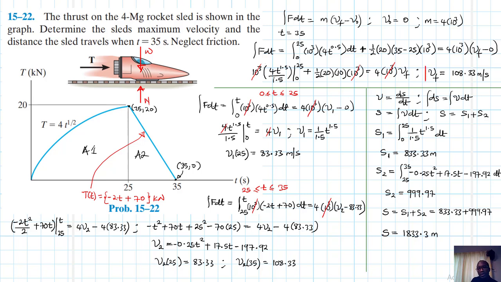We found the velocity at t equal to 35 seconds, and we found the distance covered. Okay, right. I think this is about it, and I hope this particular video was helpful.